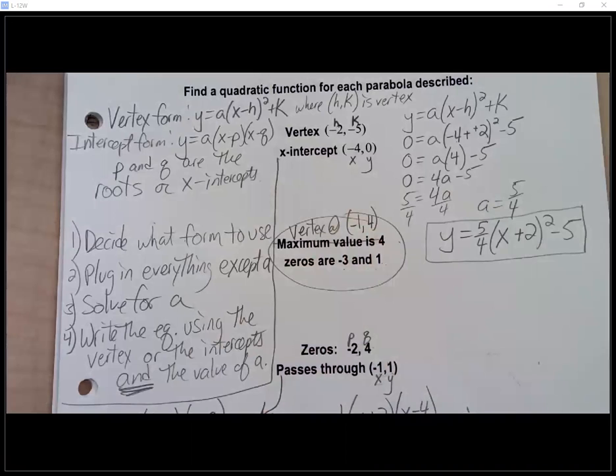We should all end up with the same equation. They may not look the same, but if you converted whatever you get to standard form, we should all have the same thing. So take a moment, go ahead and get your equation. I would use intercept form personally. I would think that's easier.